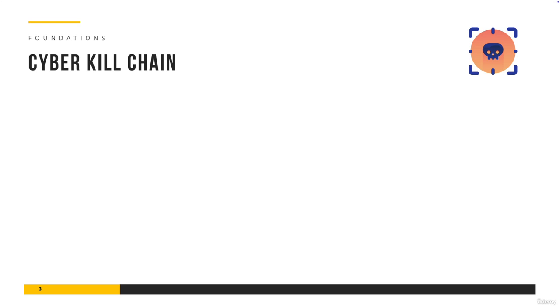Imagine a hacker trying to break into a company's network. They don't just attack randomly. They follow a structured process, just like a burglar casing a house before breaking in. This structured process is what we call the cyber kill chain.